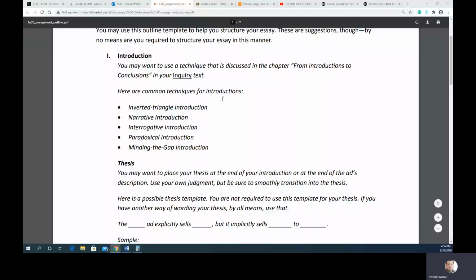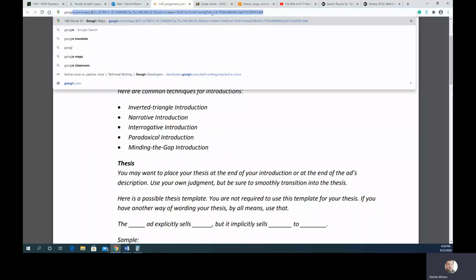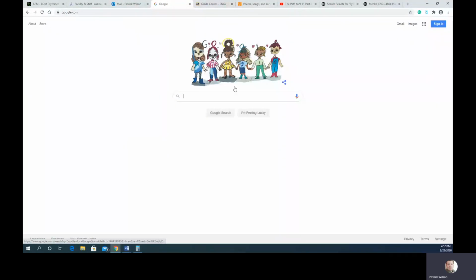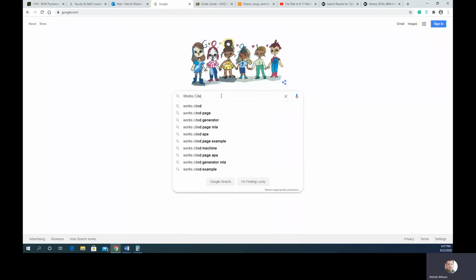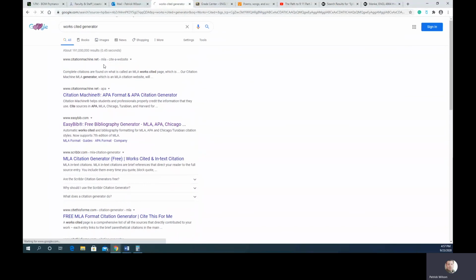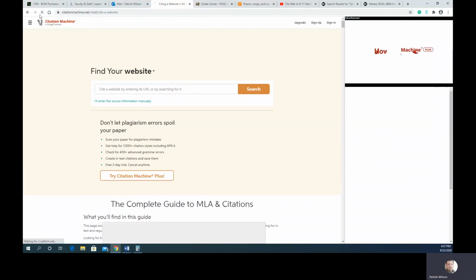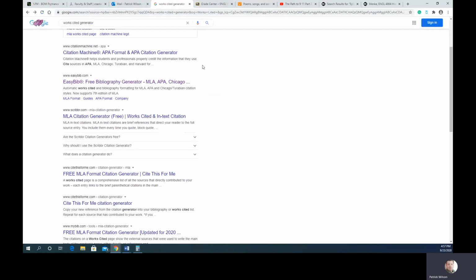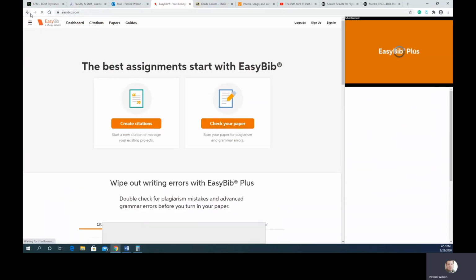So I'm going to do that. Or if you just go to Google, this is another thing you can do. I use EasyBib. That's the one I've always used. But you can type in works cited generator, and you're going to find some other pages. EasyBib is the third one, but you'll find other ones that do basically the same thing. You just have to follow the instructions. If you're used to EasyBib because I showed it, it's the third one here, and you just go there, and it's going to sort of guide you through.